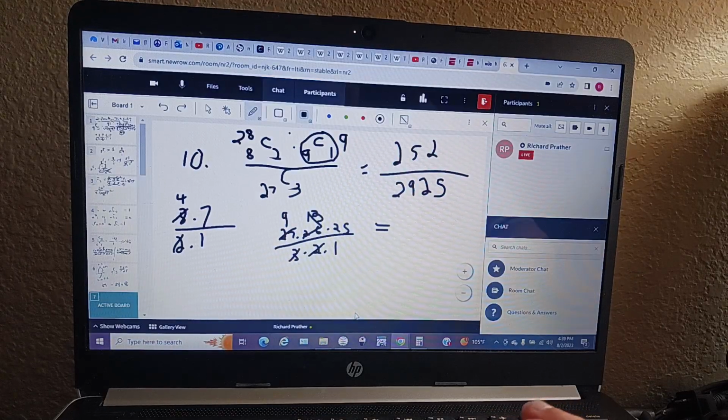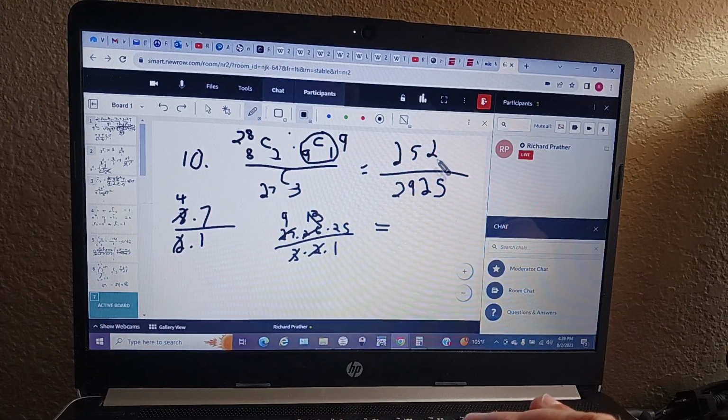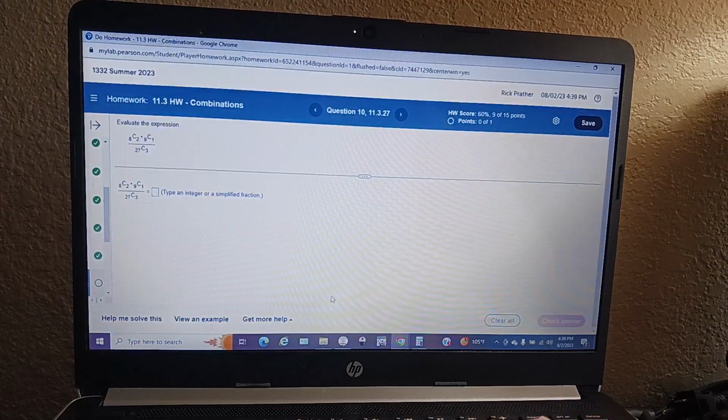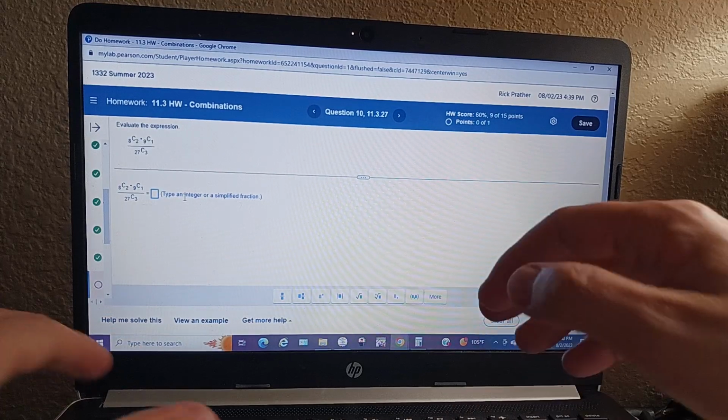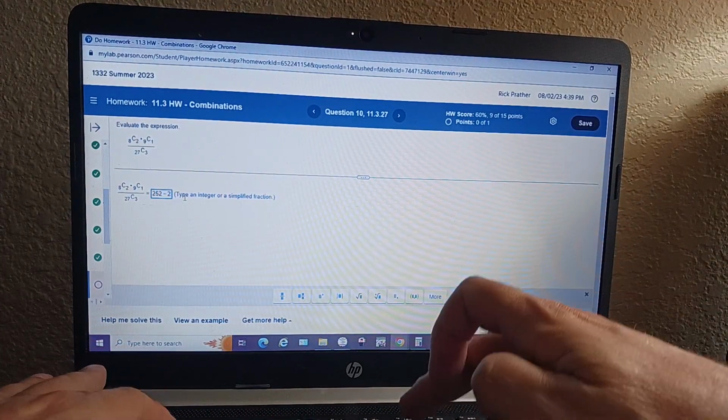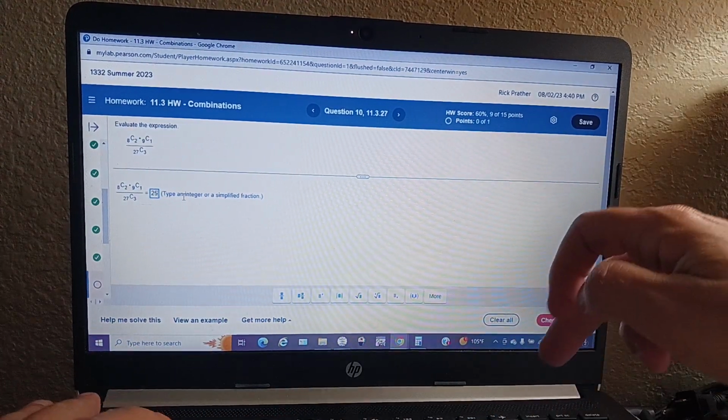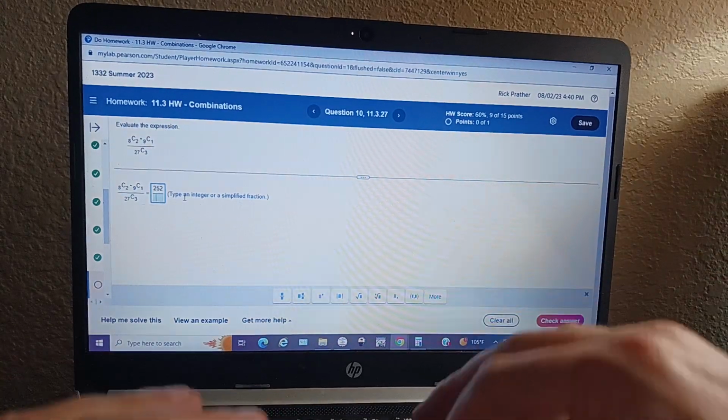Okay, so the only issue is, does 252 over 2925 even reduce? Because it's hard to tell. Well, it's not an integer for sure. I don't know if it's a reducible fraction or not.